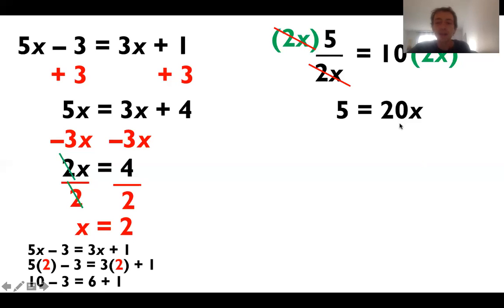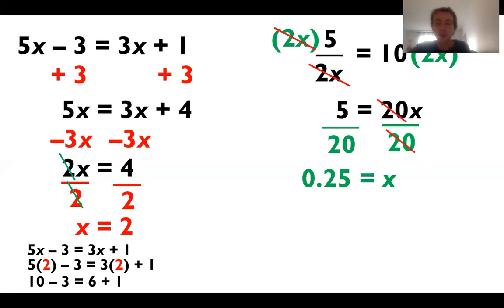My next step is I've got to get that x by itself, which means I've got to divide it by the number in front of it. So I'm going to divide it by 20, which means the other side has to be divided by 20. That will cancel out. 5 divided by 20 is 0.25. So 0.25 is your value of x. And yes, you are allowed to get decimals or fractions when you're doing algebra. So don't be intimidated by that. It's just a different number.